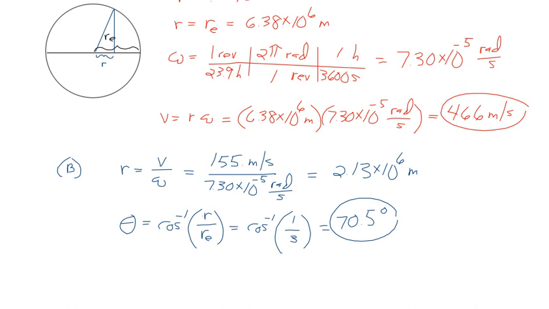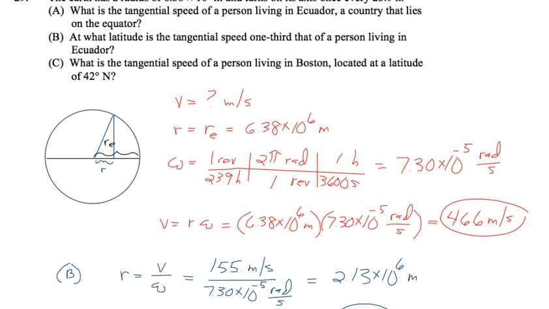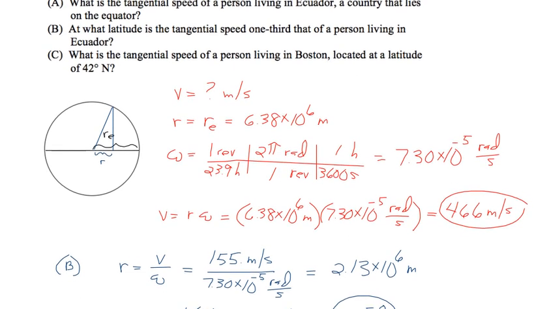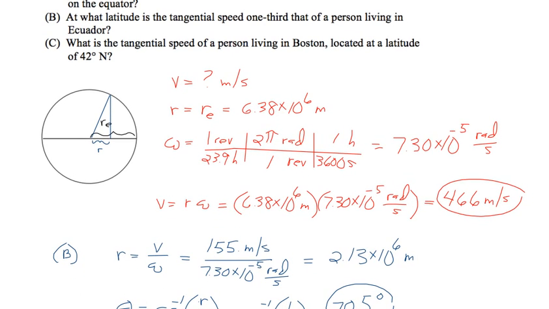And then in part C it says, what's the tangential speed of a person living in Boston located at 42 degrees? So now what they're doing here is they're giving me the angle. Now if I know the angle and I know the hypotenuse, I can use that to solve for the r for Boston. We already know the omega, and we'll be able to solve for v. So I need to do a trig problem to get what the r is in Boston. And we know the angle is 42 degrees. So notice I know the angle, and I know the hypotenuse, and I'm solving for that side.